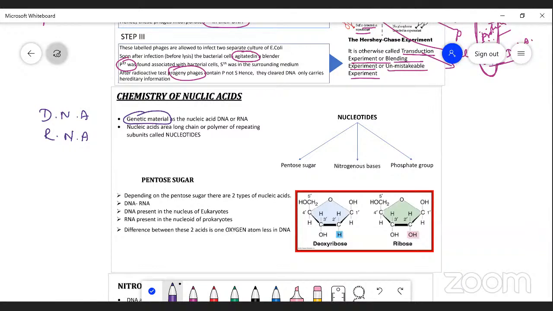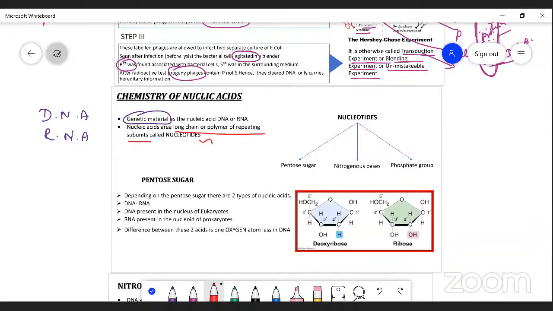These nucleic acids are a long chain, a polymer of repeating subunits. The repeating subunits are called the nucleotides. They will ask the question, what is nucleotide? Nucleic acids make a long chain or polymer of repeating subunits that are called the nucleotides.